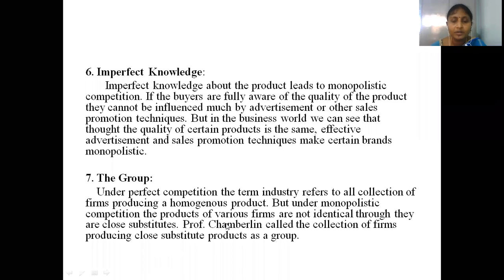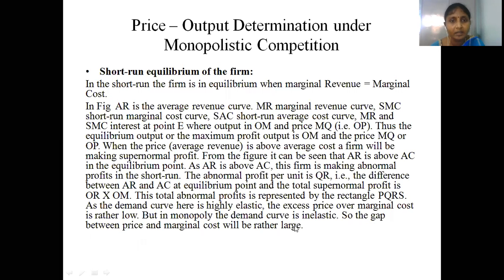So what is the group here? Under monopolistic competition, the products of the various firms are not identical, so they are close substitutes. That means the products are close substitutes only, but there are minute differences. So the collection of all firms producing the close substitute products is called a group. These are the things which we explained in the previous class.